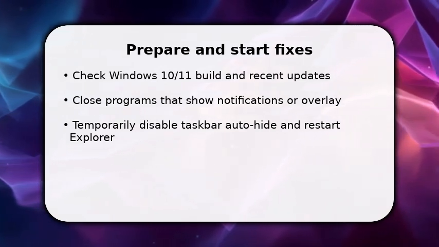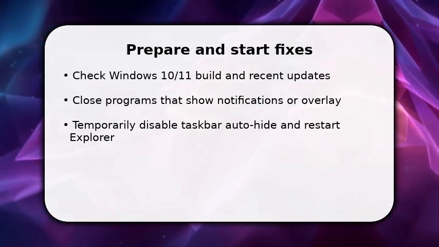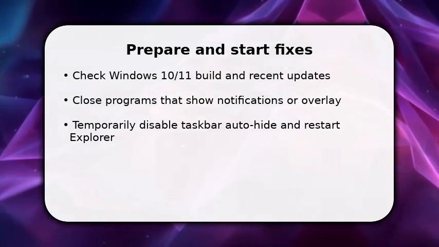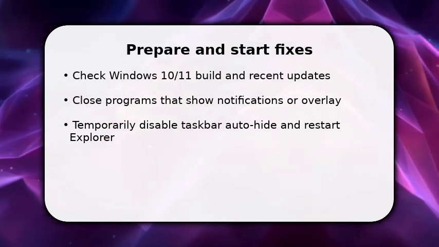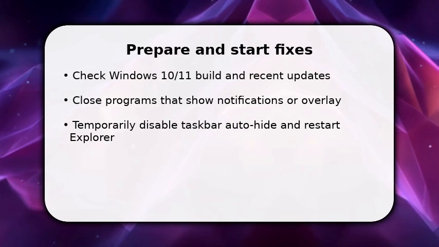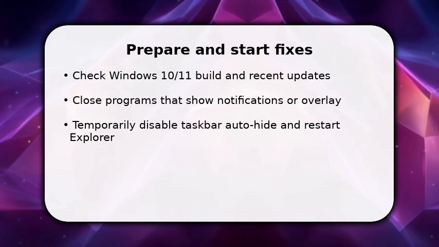Next, open Task Manager, find Windows Explorer, right-click and choose Restart. This refreshes the shell without rebooting. Make sure Taskbar Auto Hide is toggled off briefly so you can watch changes. These first actions eliminate common transient causes and set up the environment for deeper fixes.